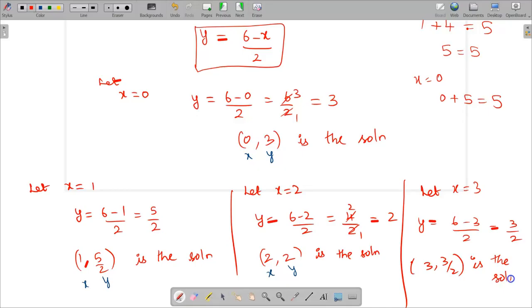Okay, so totally 4 solutions are there. One is 0 comma 3, another one is 1 comma 5 by 2, another one is 2 comma 2, another one is 3 comma 3 by 2. So these are all the 4 solutions of the given equation.